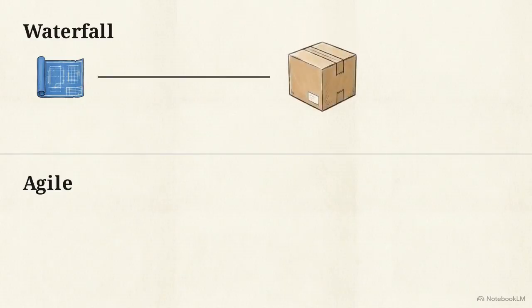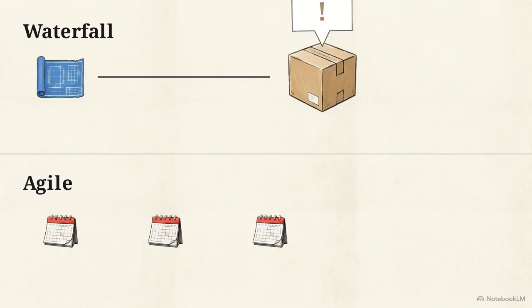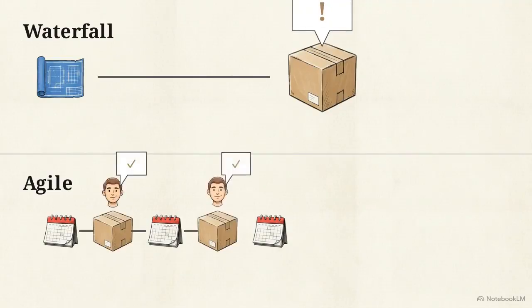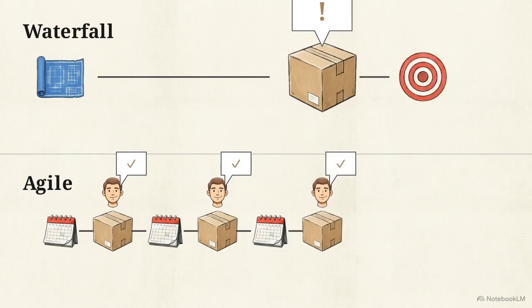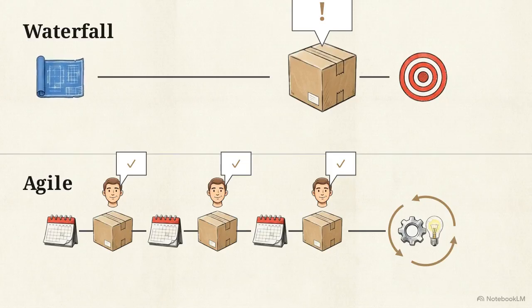This split screen highlights their mechanics. Waterfall uses heavy upfront planning and late delivery, while Agile uses continuous planning. Feedback in Waterfall happens late, making change expensive. In Agile, frequent feedback makes change manageable. Waterfall measures success by original plans. Agile measures delivered value. Waterfall attempts to eliminate uncertainty through precise prediction. Agile manages uncertainty through continuous learning.